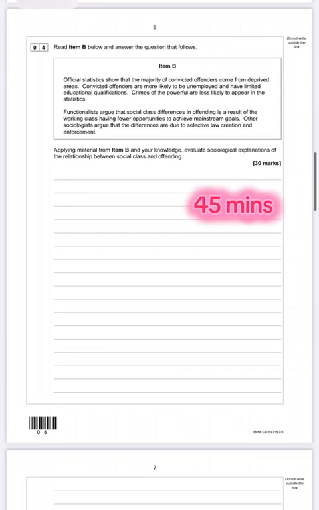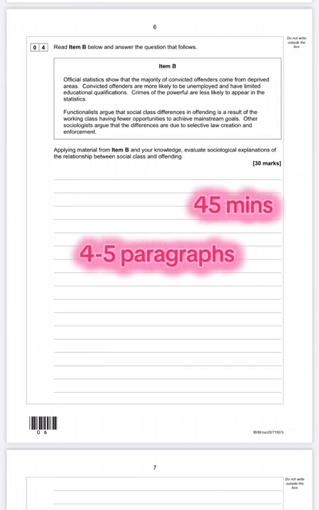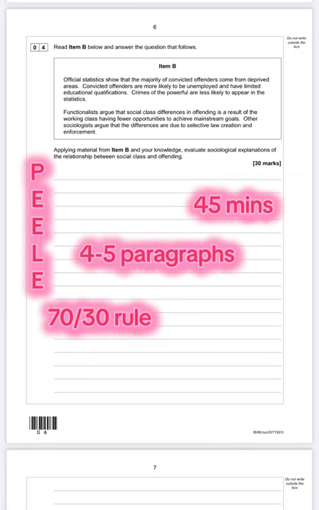Question number 4 is the dreaded essay. Let's not dread it. This is definitely doable. Use 45 minutes for this. Aim for 4 to 5 paragraphs. And those paragraphs, again, should use that PEL structure. Make a point, explain that point with examples, link back before you explicitly evaluate.